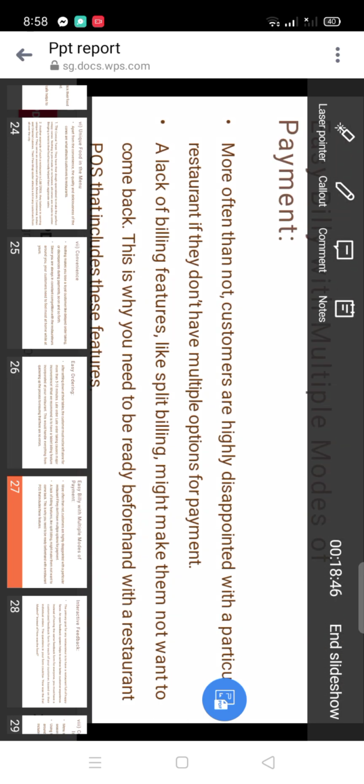Easy billing with multiple modes of payment. More often than not, customers are highly disappointed with a particular restaurant if they don't have multiple options for payment. Also, a lack of billing features like split billing might make them not want to go back. This is why you need to be ready beforehand with a restaurant software that includes these features.